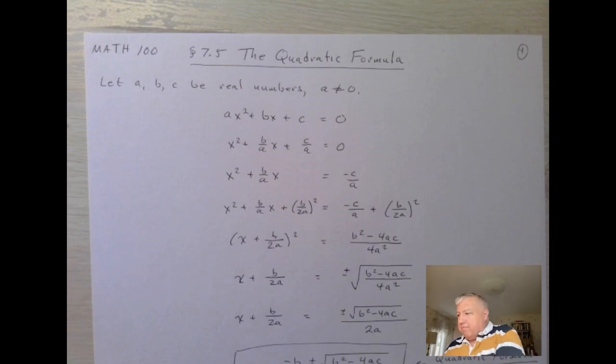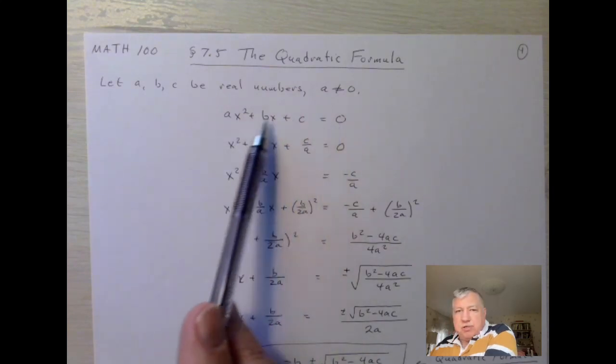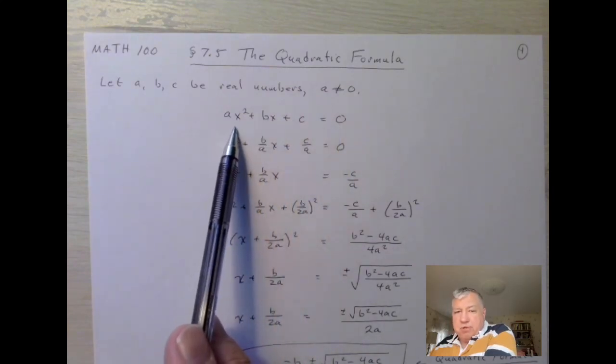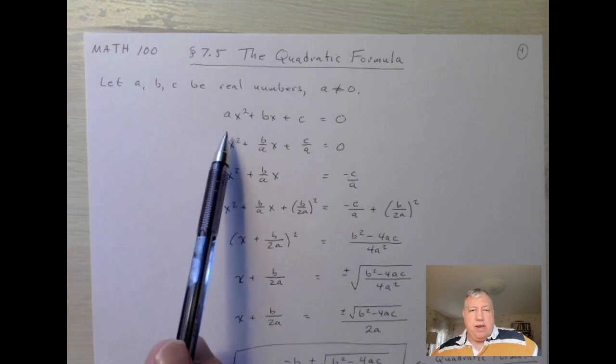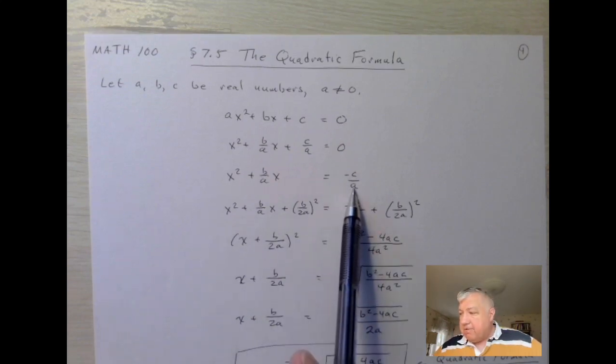where this comes from. So again, a quadratic equation is an equation like this, or an equation that can be put in this form, where a, b, c are real numbers and a is not 0, then ax squared plus bx plus c equals 0. That's a quadratic equation. And because a is not 0, we can divide both sides by a, and we get this. And we can subtract c over a from both sides, and that gives us this equation.